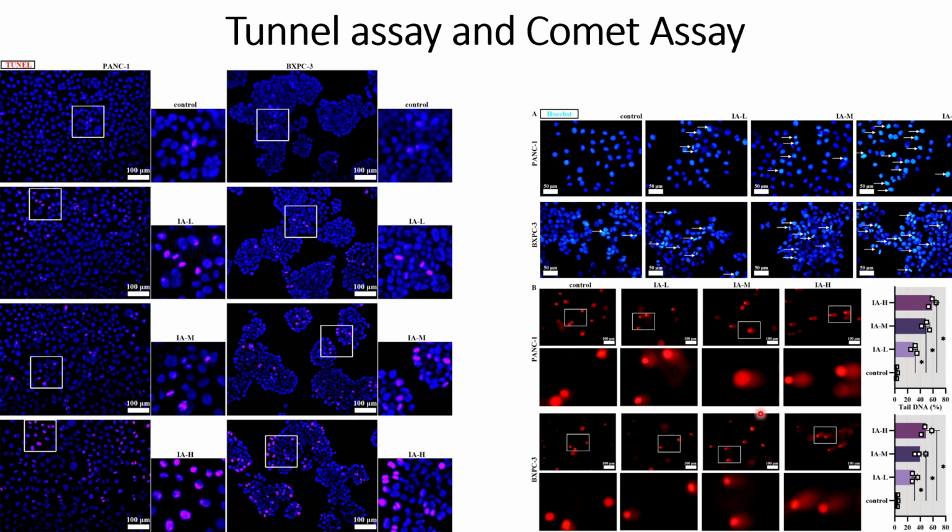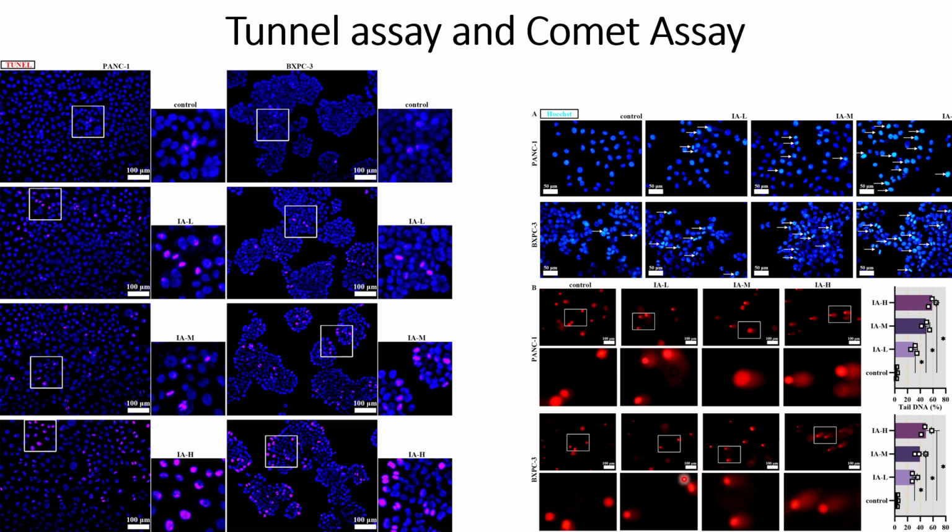And now the comet assay. Here we can see that in the case of control, the smearing of the DNA is low for the PANC1 cells and also for the BXPC3 cells, but with the isoferulic acid treatment, the smearing of the signals is high, which indicates that these DNAs have a tail end, or these DNAs are damaged.